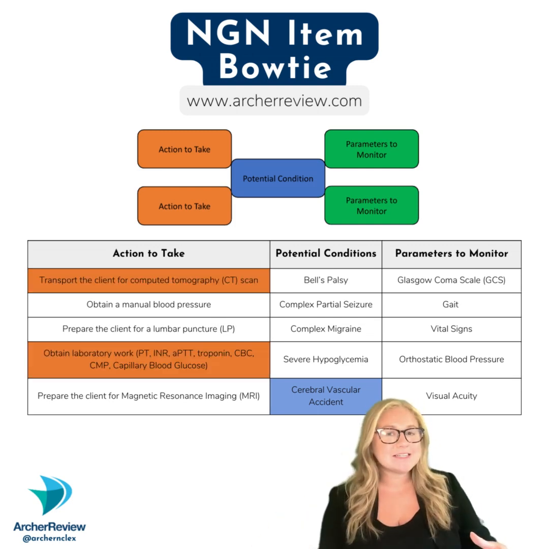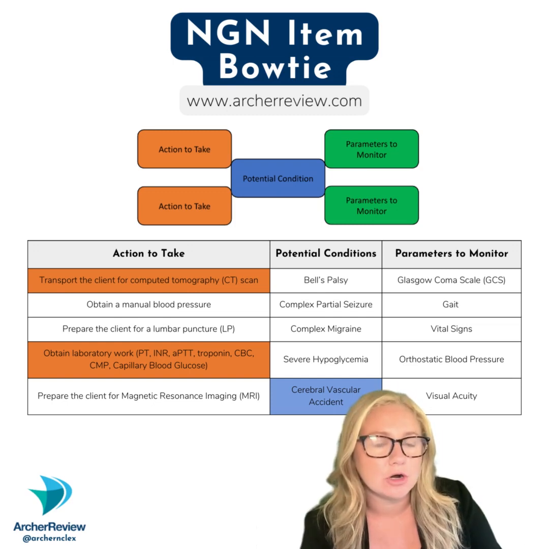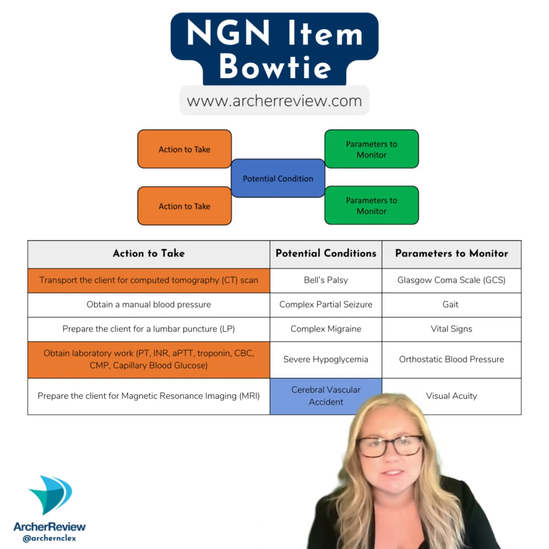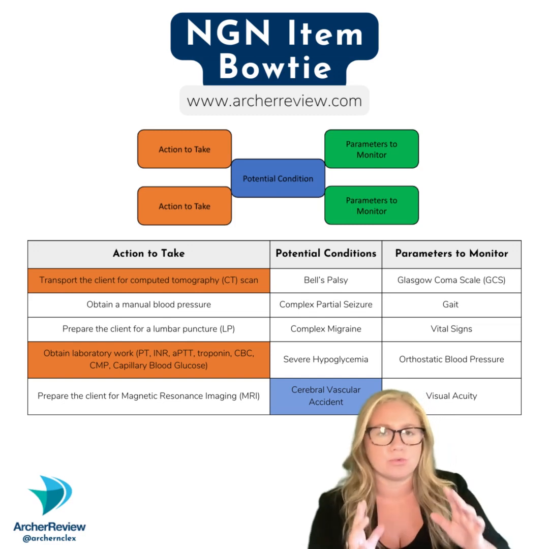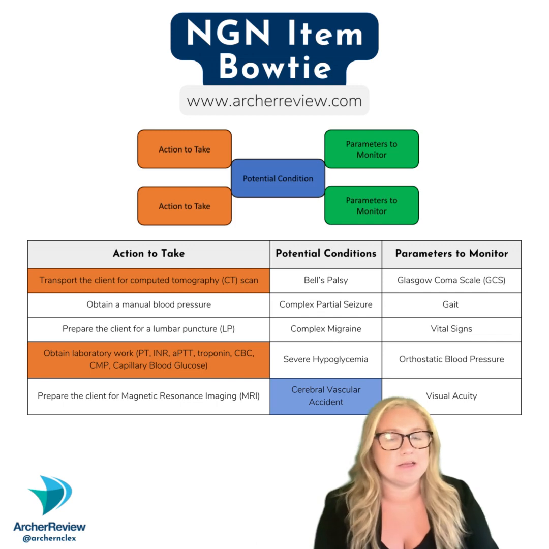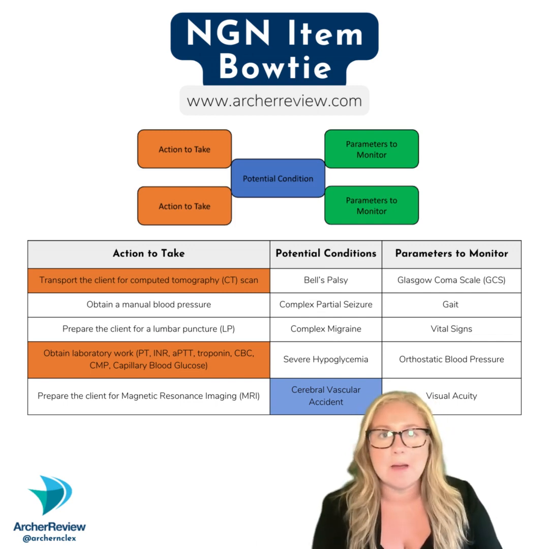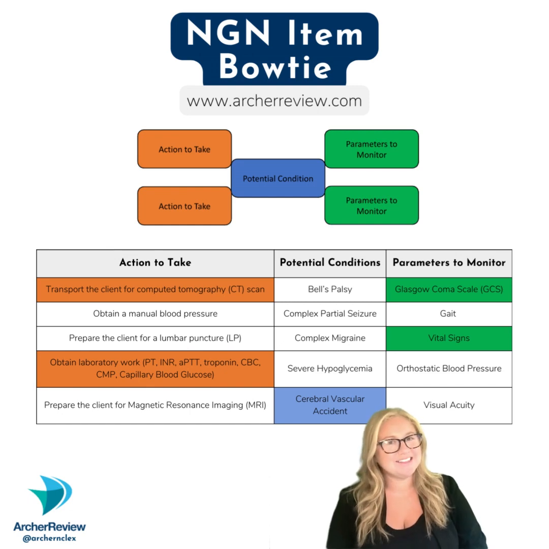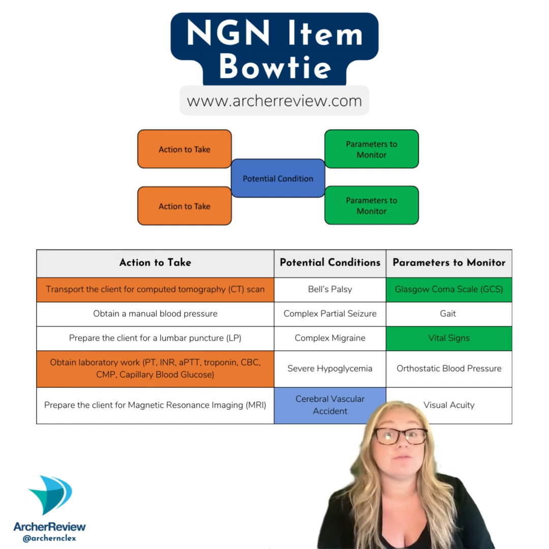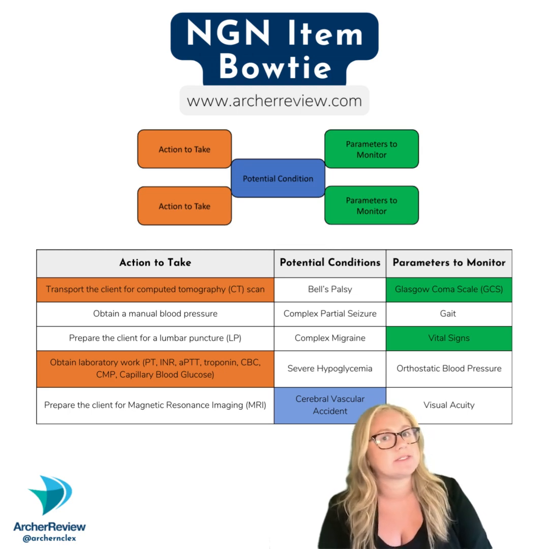Your last selection with a bow tie is what parameters you want to monitor to see if this condition is improving. So read through and see, based on a stroke and getting a CT and labs, what's going to tell you if this is getting better. You got it. It's that Glasgow Coma scale and your vital signs. Easy, quick, and it'll let you know if this stroke is improving or getting worse.